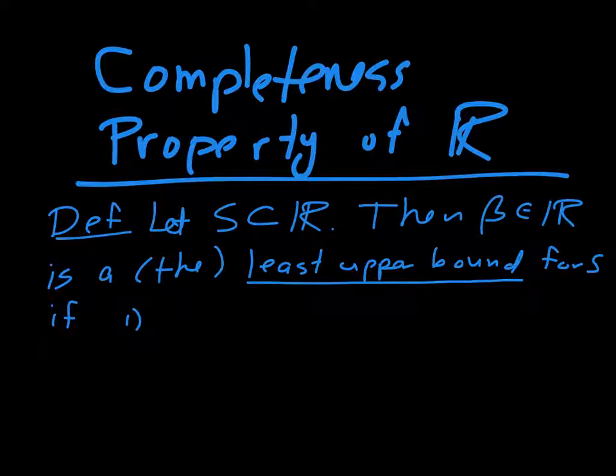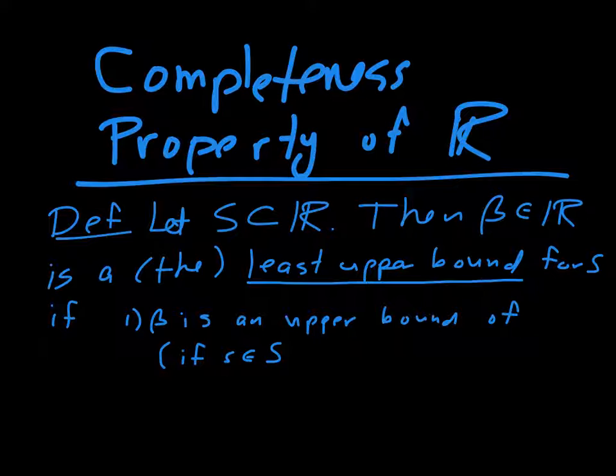The first one: beta is an upper bound of S. Parenthetically, that's exactly what it sounds like. It means if little s is an element of S, remember S is just a subset of the real numbers, so if little s is a real number inside of S, then s is less than or equal to beta. So beta is an upper bound of S means that anything in S is less than or equal to beta.